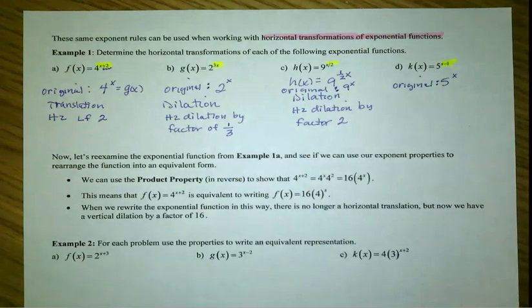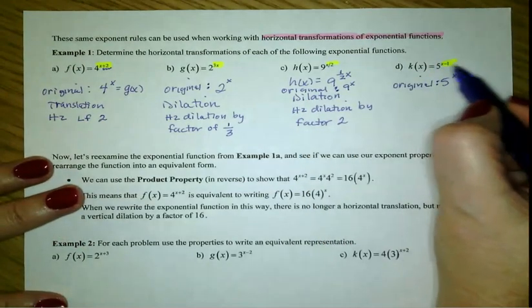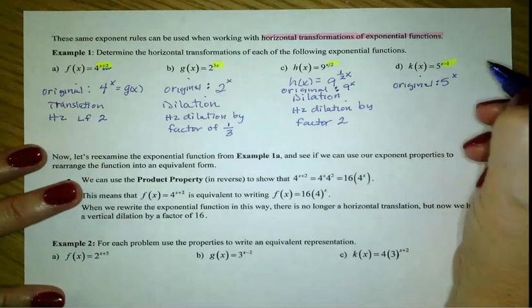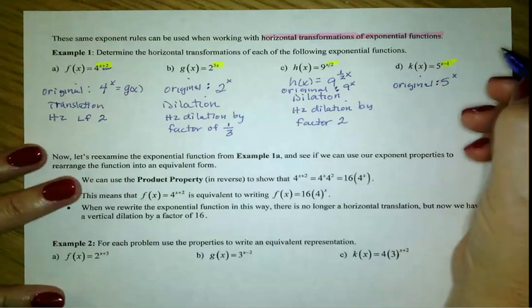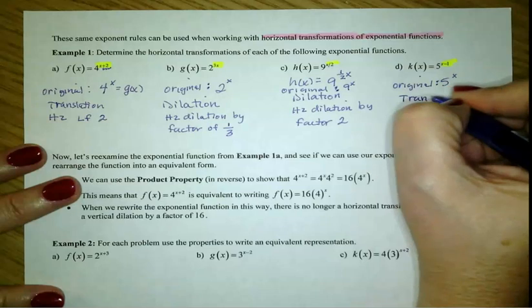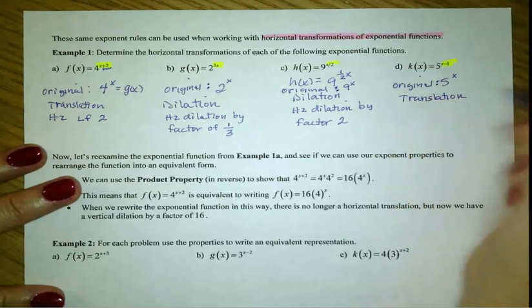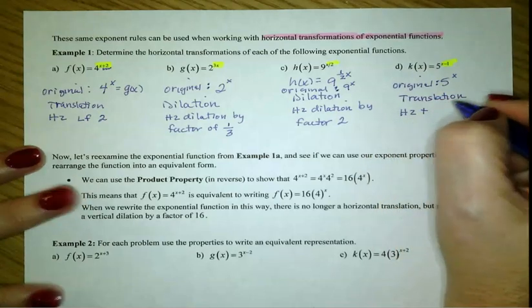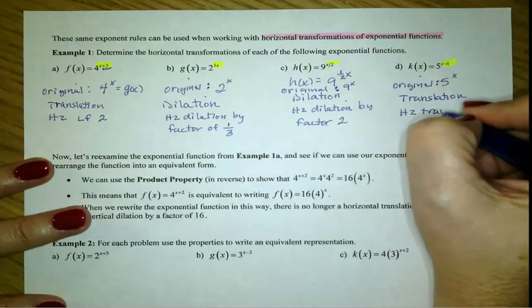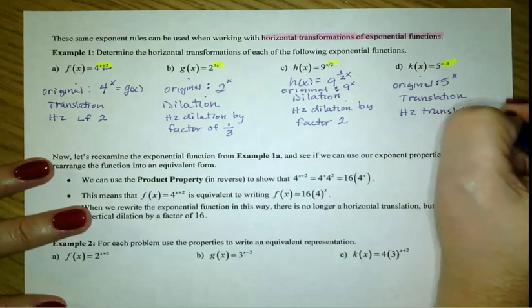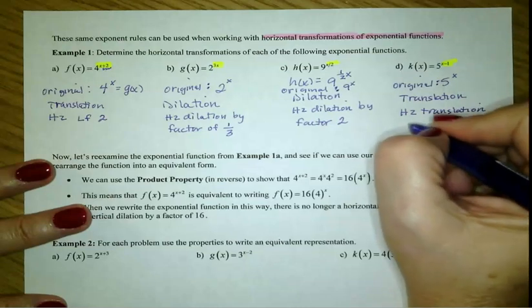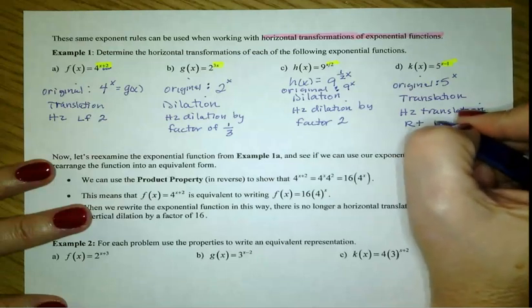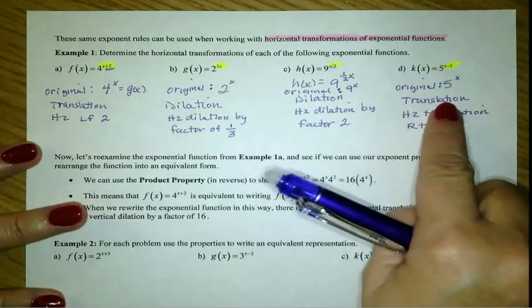So here we have 5 to the x. So then what is happening inside that piece of the function? So we have a -1 inside. So that's going to be a translation. And then what kind of translation is that? It's a horizontal translation. That means sliding it around. Which way is it going? To the right. And how many is it going to the right? 1 unit.